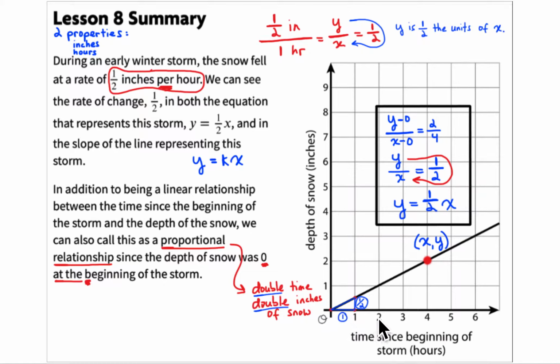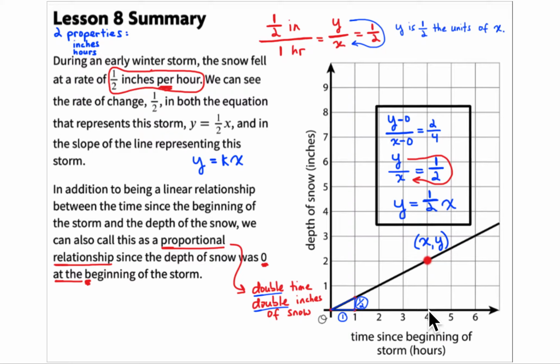If you double the time, if you go from 2 hours to 4 hours, then you're going to double the inches of snow from 1 inch to 2 inches. The other thing to note from this relationship is that the change in x is the x coordinate. The x coordinate for this point right here is 4. If you go out here 4 hours, that is the change in x. It would be this x minus 0 is its change. And so it's going out here 4 hours, and the change in y is the coordinate for y.